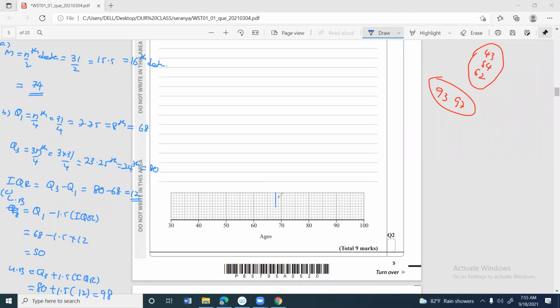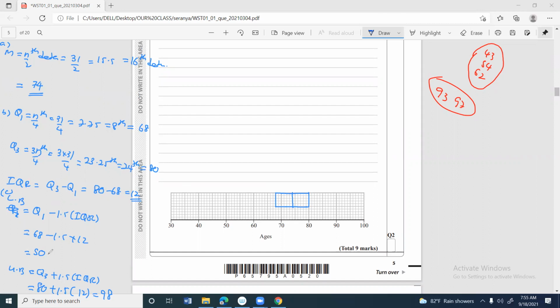Then the median is 74. Clearly, you can mark it over here. Then Q3 is 80. You can clearly mark it over here. Now you can complete the middle box. Then, Pate, we need to go ahead with the lowest boundary.